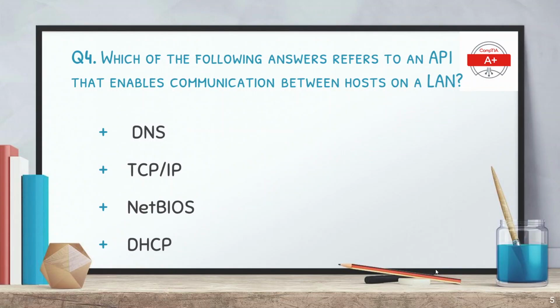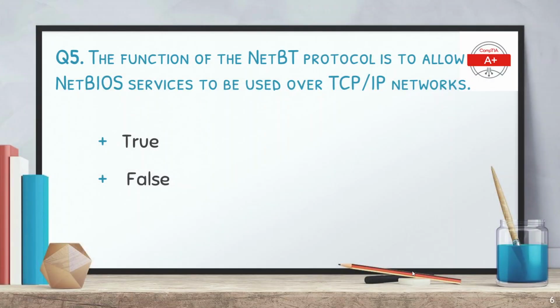Next question is, which of the following answers refer to an API that enables communication between hosts on a LAN? The options are DNS, TCP/IP, NETBIOS, and DHCP. And the correct answer is NETBIOS. Question number 5 is, the function of the NETBT protocol is to allow NETBIOS service to be used over TCP/IP network. And we have two options, either this statement is true or false, and the correct option is true.